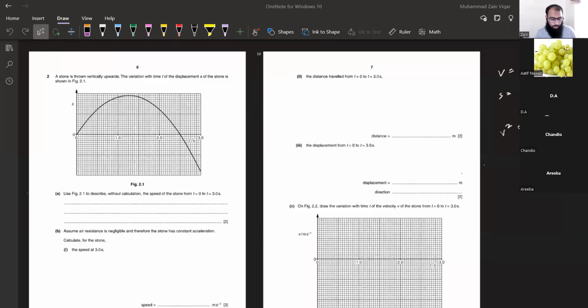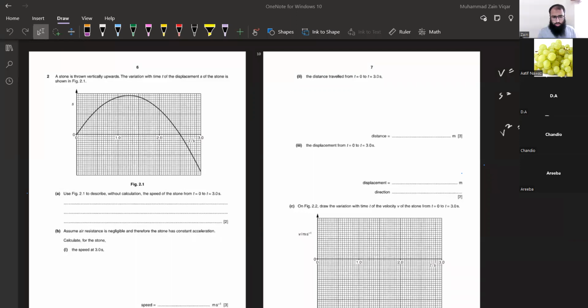Okay, so the part is to describe without calculation the speed of the stone from time t equals 0 till time t equals 3 seconds. This is asking me about the speed. So they're not asking me about the direction, not the velocity, just the speed, from time t equals 0 till time t equals 3.